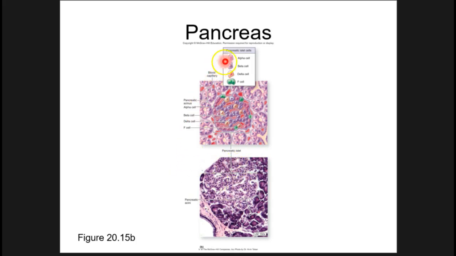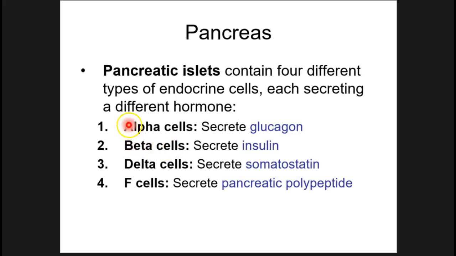So you actually have 4 types of cells in these pancreatic islets. I do want you to know their names. I want you to know all of the names of all of the things they secrete. I want you to know the functions of glucagon and insulin. Clear?